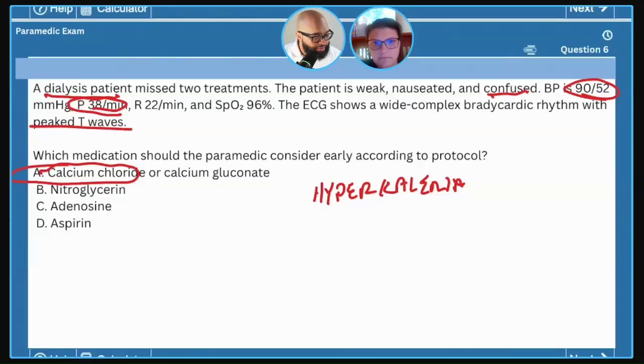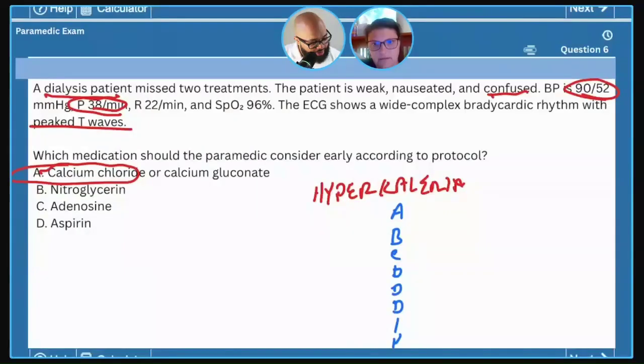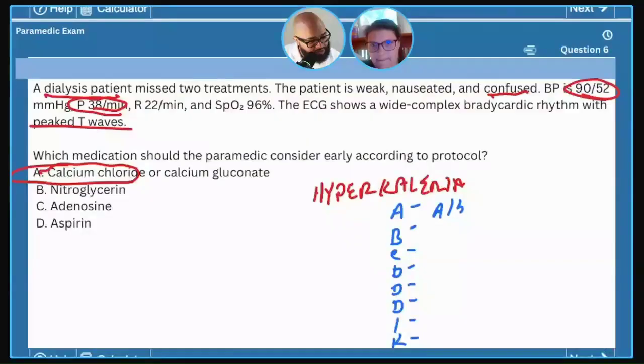But what are the other treatments for hyperkalemia? So what are all the treatments? It's A, B, C, D, I, K. That A, B, C is D's, and then I, K. What's the A? That's albuterol. How does the albuterol work in this situation?